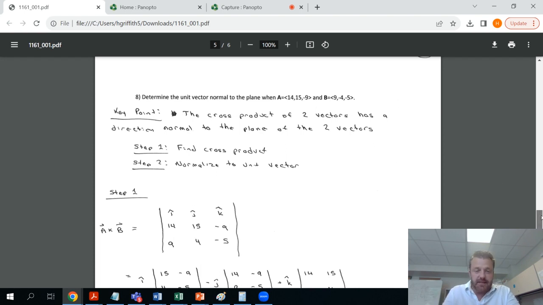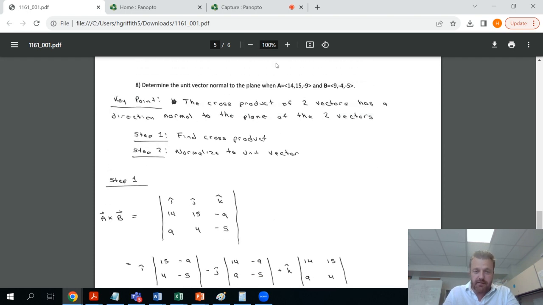So hopefully everyone remembers that in order to compute a cross product of two vectors in 3 dimensions, you form a 3 by 3 matrix where the first row is simply your unit vectors, i hat, j hat, and k hat. The second row is the rectangular components of A, so 14, 15, and -9. And the third row is the rectangular components of B, 9, -4, and -5. Looks like I have a little bit of a typo in this. I'll fix it and rescan it.